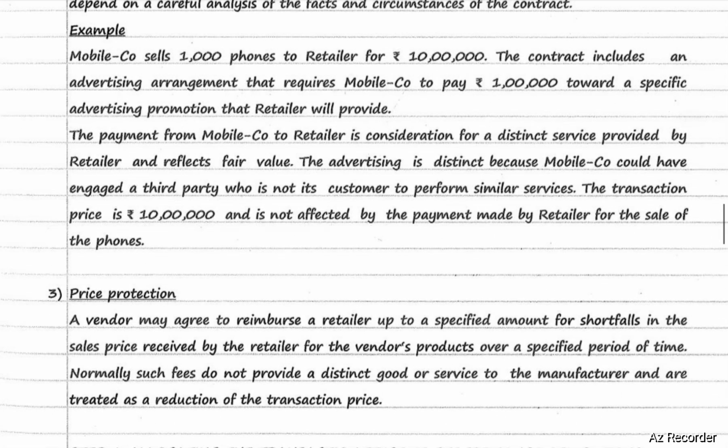A vendor may agree to reimburse a retailer up to a specified amount for shortfalls in the sale prices received by the retailer from the vendor's products over a specified period of time. Normally, such fees do not provide a distinct goods or services to the manufacturer and are treated as a reduction of the transaction price. So the price protection charges paid to the customer will be reduced from the transaction price.